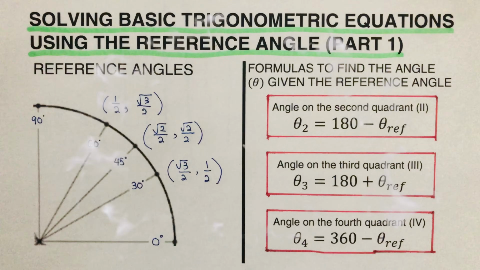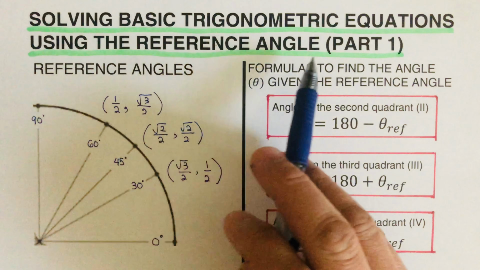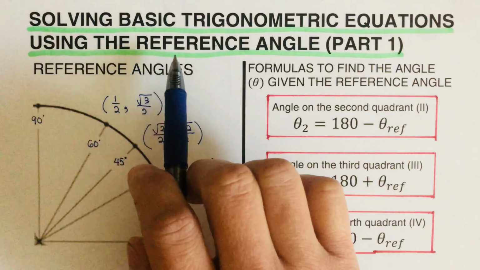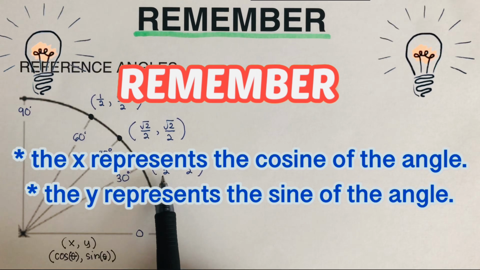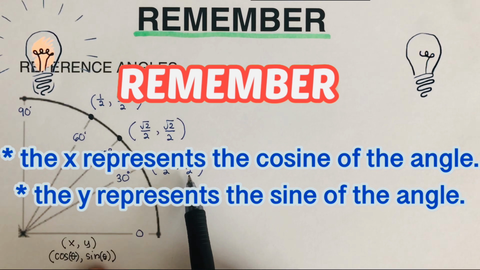Everyone, in this video we will be solving basic trigonometric equations using the reference angle, and this is the first part. Before we jump into some examples, let's have a review on the basics of the reference angle. We remember that in these coordinates that we have here, the x represents the cosine of the angle and the y represents the sine of the angle.